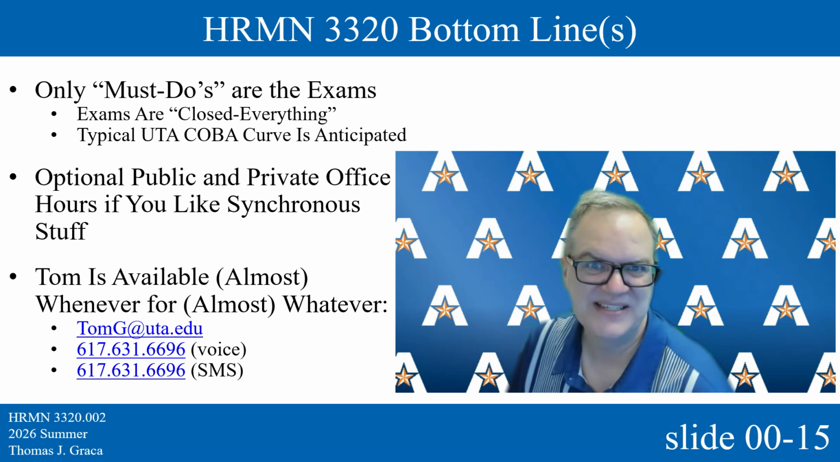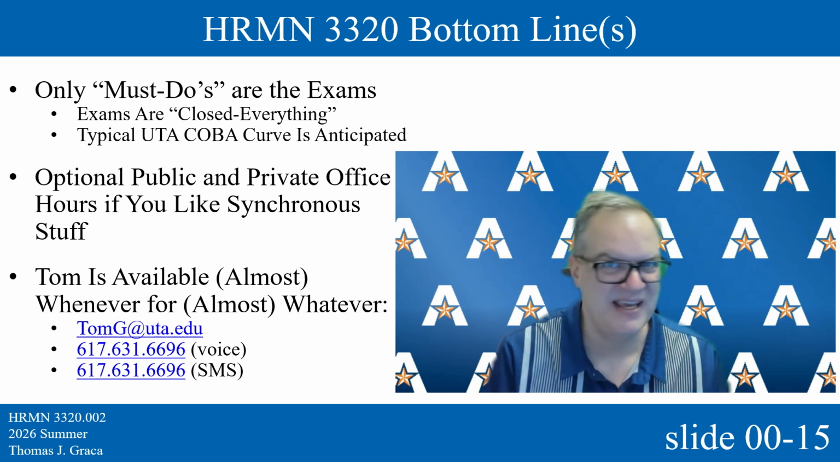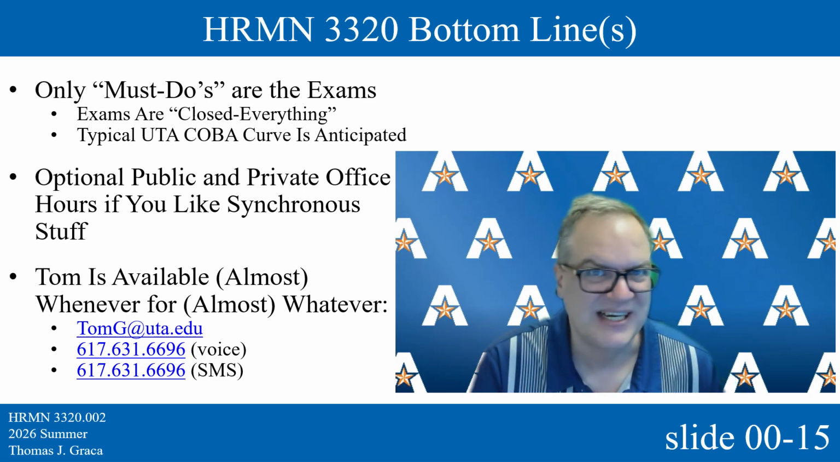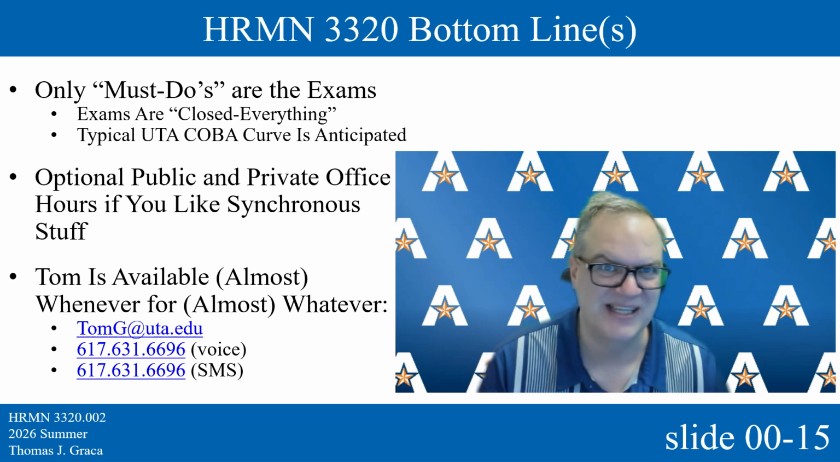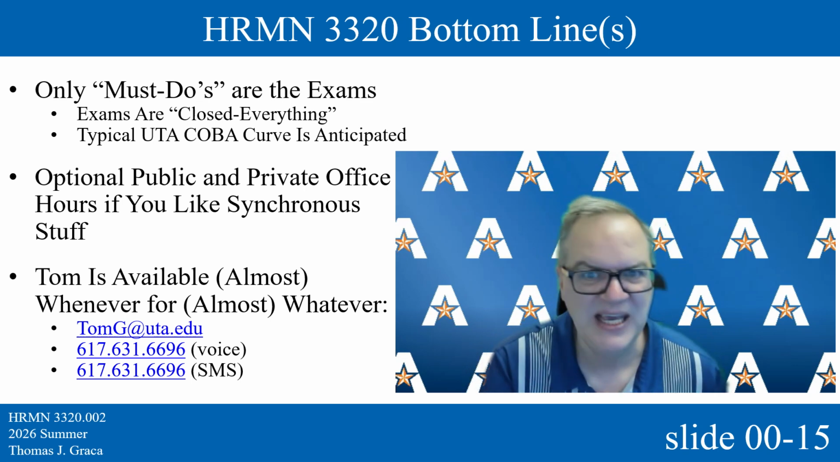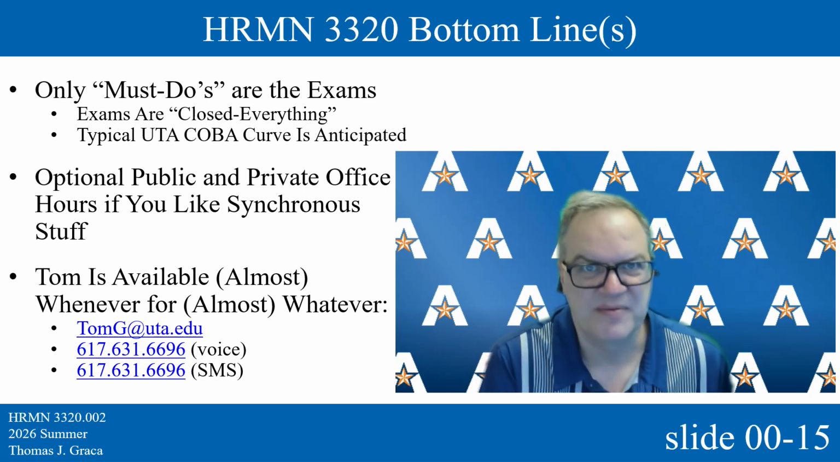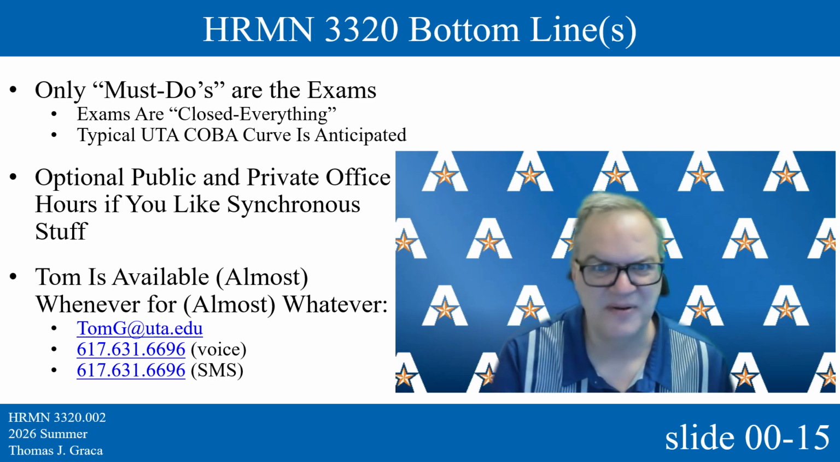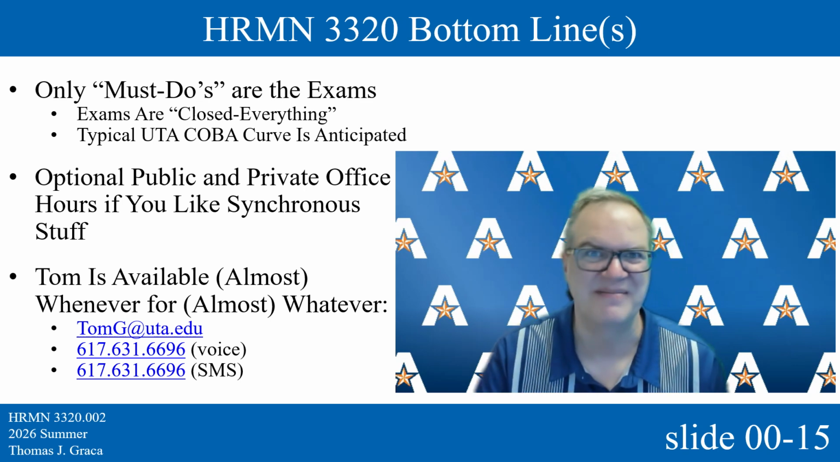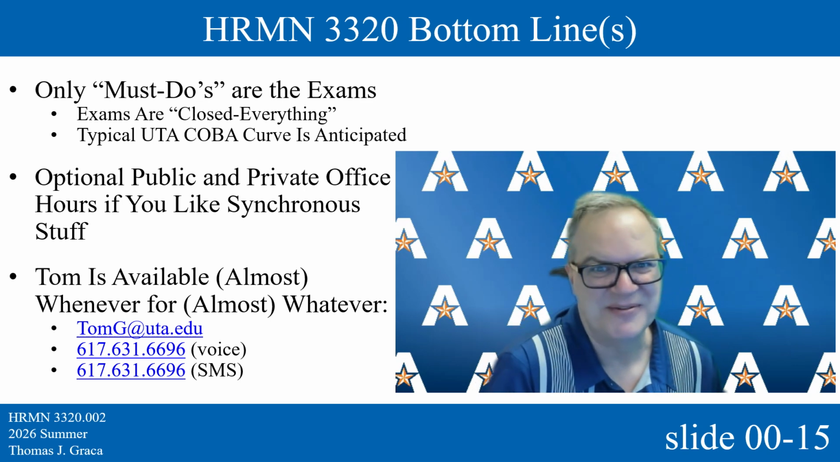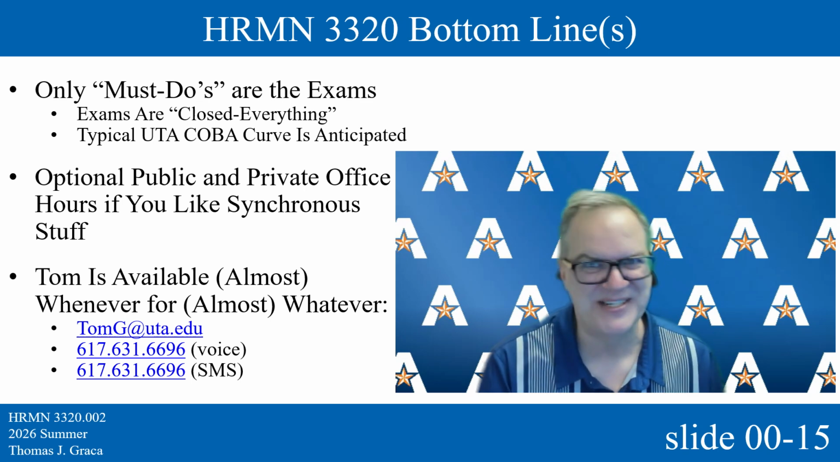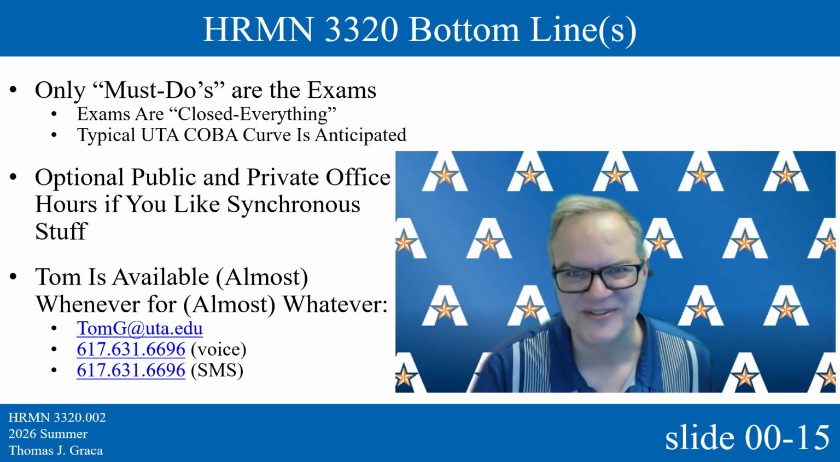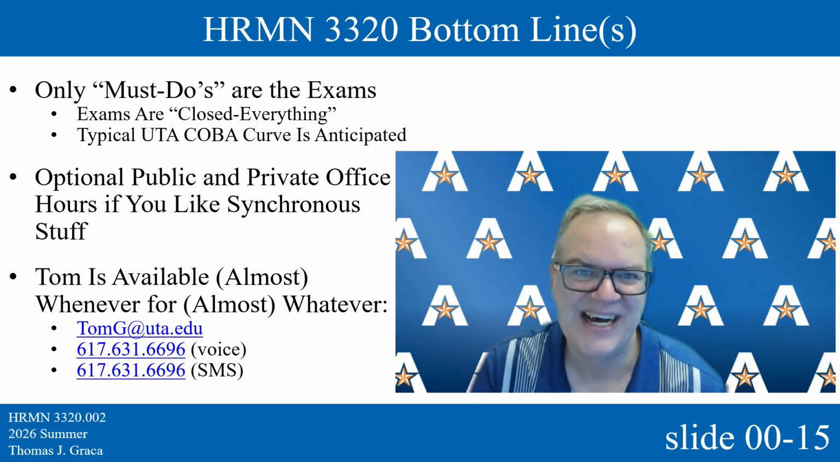This course usually has a typical UTA College of Business curve. So, average grade is like a B or a little bit below a B. And that's usually the way that it works out. If for some reason it's a lot lower than that, I will do something to make sure that it gets up to where it's supposed to be. If for some reason y'all are geniuses and it's too high, that's great. Certainly won't do anything about that.